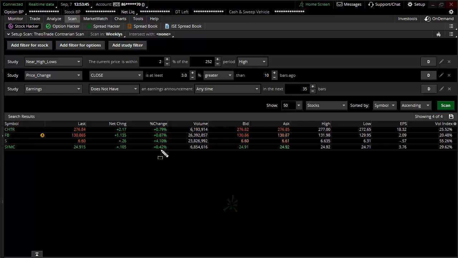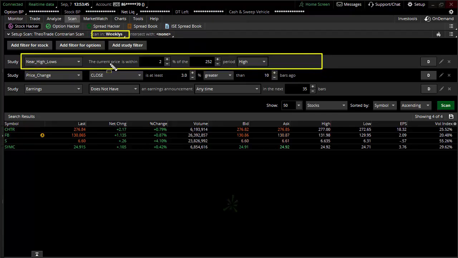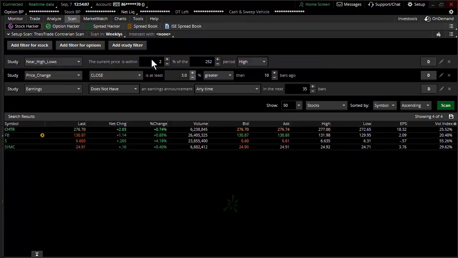In terms of scan criteria, I'm not scanning the whole market, I'm scanning specific to weeklies. The next piece of criteria, I've got a study in here. It's within 2% of basically a year high. 252 trading days is a year, right? So within 2% of the 252 trading period high. Great. Well, guess what? Facebook does fit that. We'll come down to that in a moment.